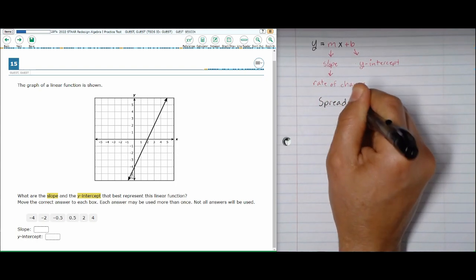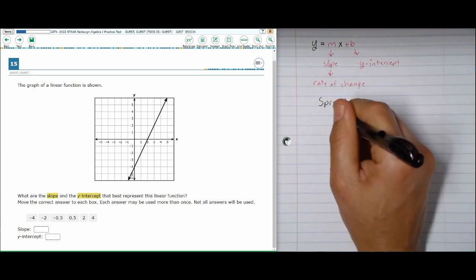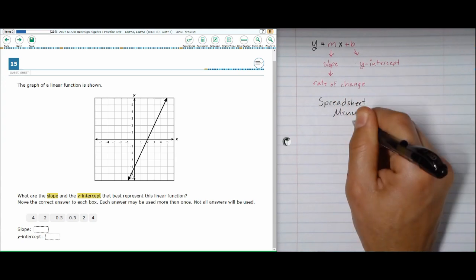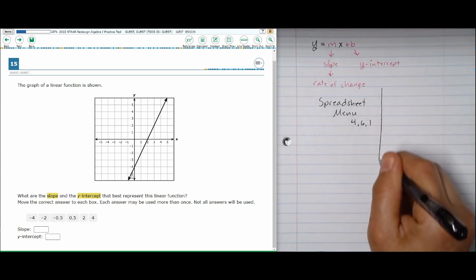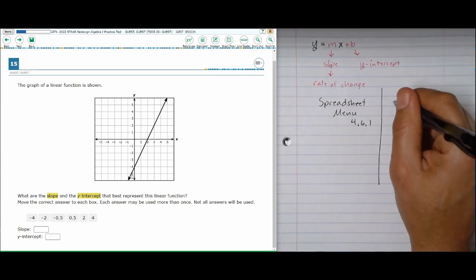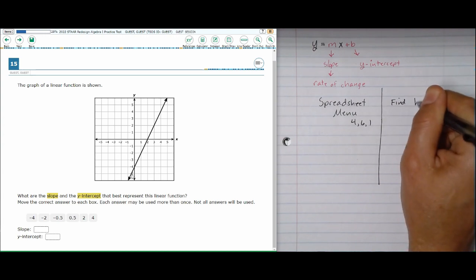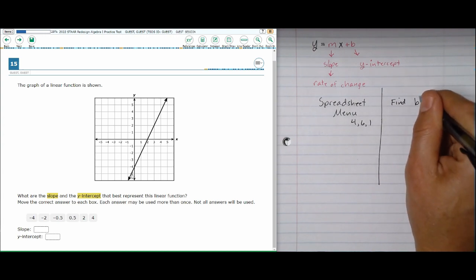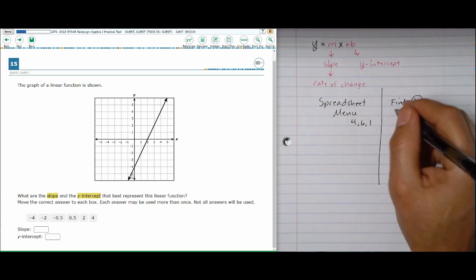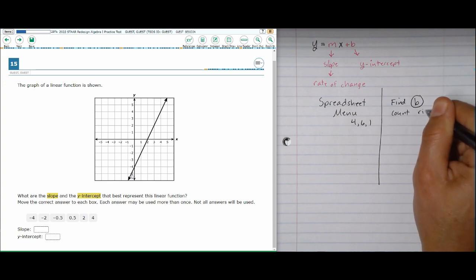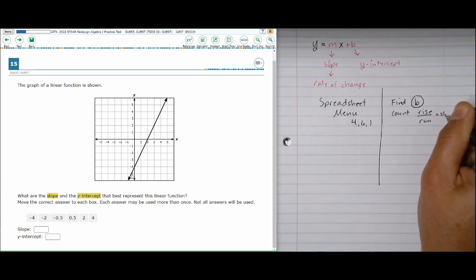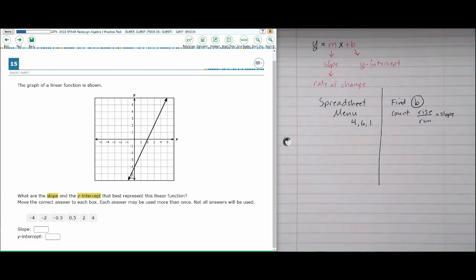So we have the spreadsheet technique, where we use menu 461 because it's linear. The other technique is to find b, the y-intercept, and count rise over run for the slope. So we have a couple different ways.